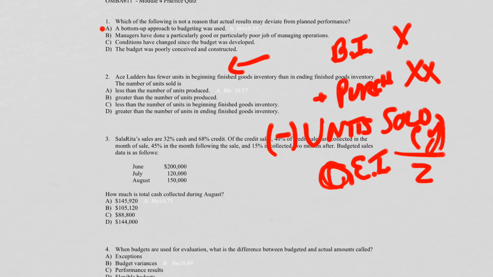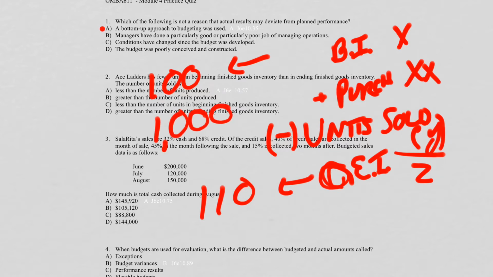the way I like to do these kinds of problems is throw some numbers in. So let's say this is 100. The units in the beginning finished goods inventory is 100, and the ending goods inventory is 110. That sets us up with the exact parameters of the problem. Then we can continue the what-if analysis. Let's add 1,000 as purchased, and so we'll wind up with 1,100 as available. The number of units sold will be the missing link in this equation.